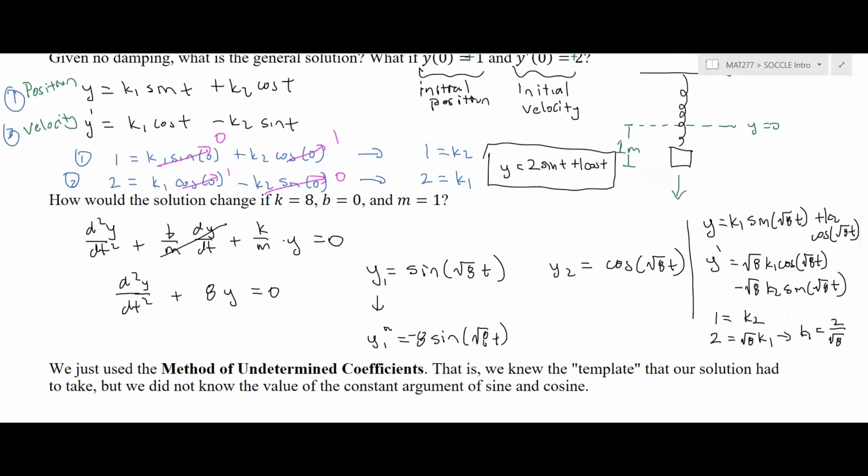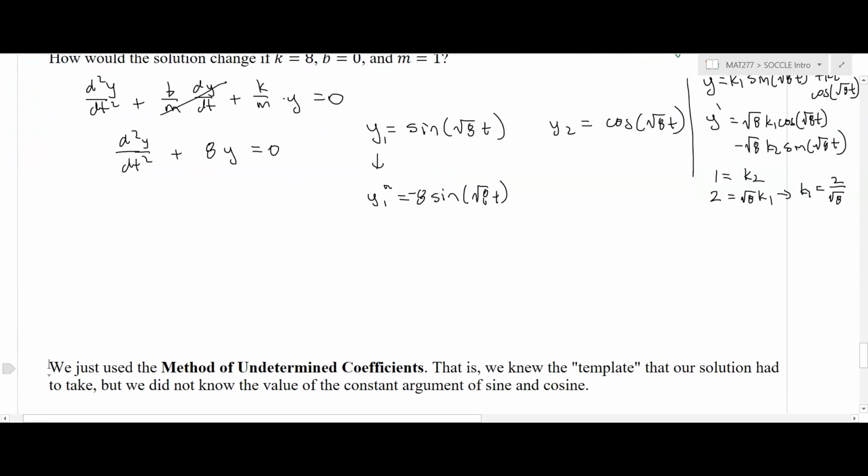So my particular solution for this set of initial conditions is going to be y equals 2 over the square root of 8 sine of the square root of 8t. And you can leave it like that. No need to reduce this down or rationalize denominators. We'll leave it like that. And then plus our k2, which is 1, cosine of the square root of 8t.